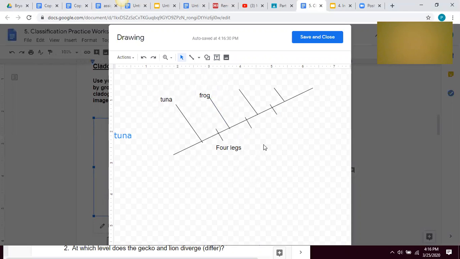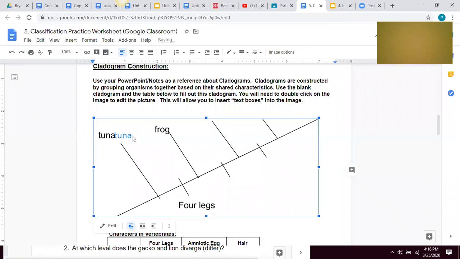So now you're going to keep going. What does that next species have that the frog did not have? Okay, and then of course when you hit save and close, it just saves it as that picture.